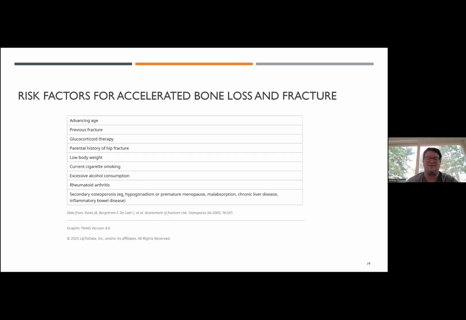Which, I know you guys know that, you're all doctors, but the risk factors for accelerated bone loss from the previous slide: advancing age, previous fracture. The only things I can think of on here that aren't accounted for explicitly in the FRAX calculator are low body weight, specifically, rheumatoid arthritis, and then the secondary osteoporotic risk factors that we had mentioned in secondary osteoporosis.